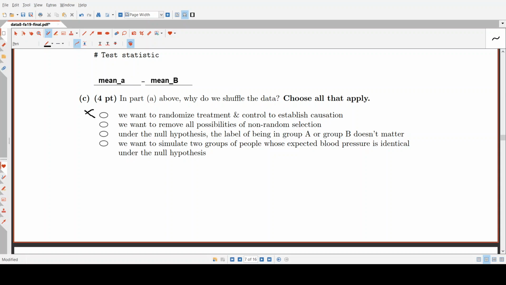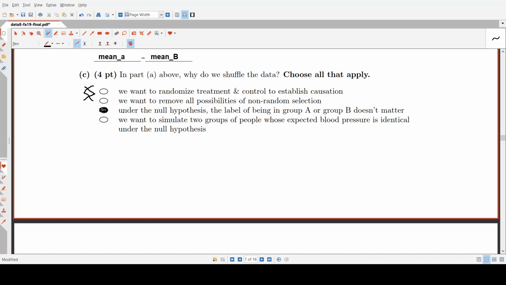The second option is that we want to remove all possibilities of non-random selection. So this also is not why we shuffle the data. That's just by definition of A/B testing. The third is that under the null hypothesis, the label of being in group A or group B doesn't matter. And this is true because remember when we're A/B testing, we're answering the fundamental question, do these two pieces of data come from the same distribution? So if they do come from the same distribution, then it doesn't matter which group they're in because they come from the same place. So this is a correct answer.